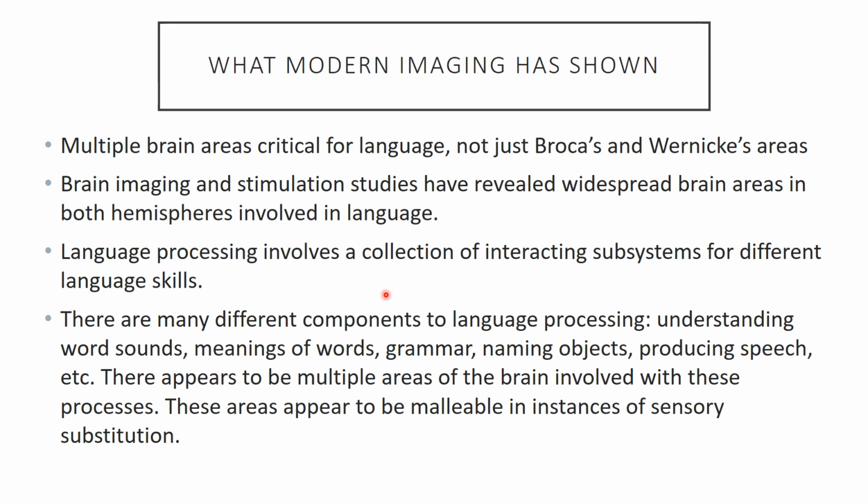We have language processing skills that involve a collection of interacting subsystems for different language skills. There are many different components to language processing: understanding words and sounds, the meaning of words, grammar, naming objects, producing speech, etc. So there are a lot of different things that are needed in order to make language. There appear to be multiple areas of the brain involved with these different processes, and they appear to be malleable in instances of sensory substitution.